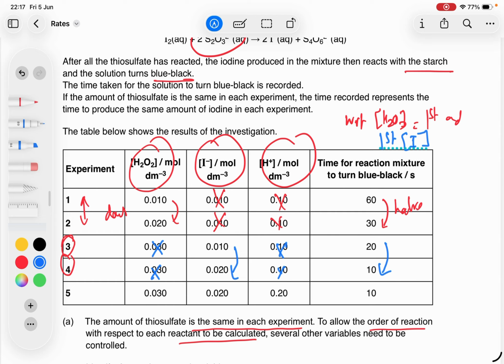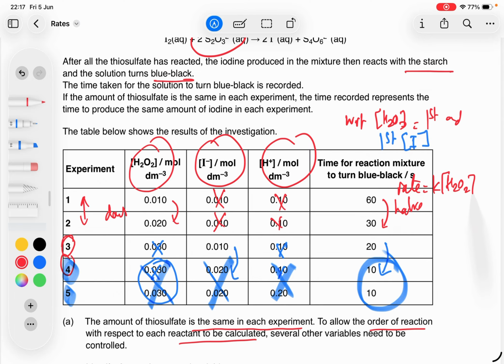Now what about H plus then? Well, if we look at experiments 4 and 5, hydrogen peroxide is constant, I minus is constant, H plus doubles, no change, so it's zero order with respect to that. In other words, your rate equation here, let me write it here, is going to be k [H2O2] [I minus]. That's your rate equation.